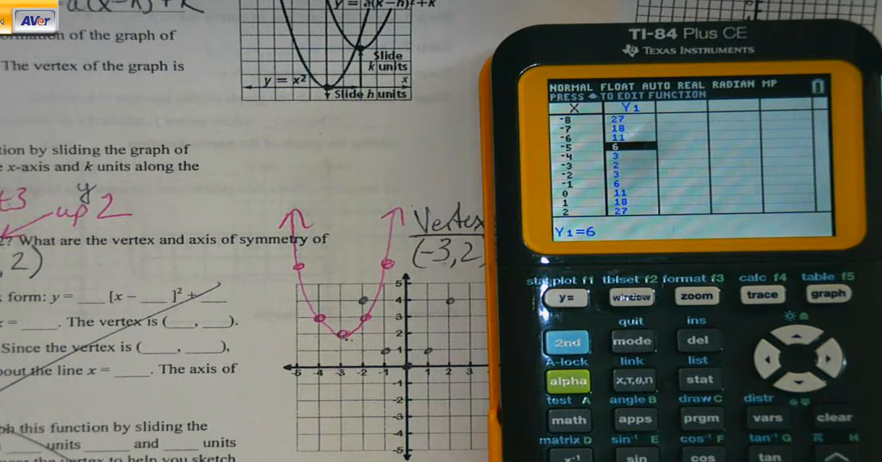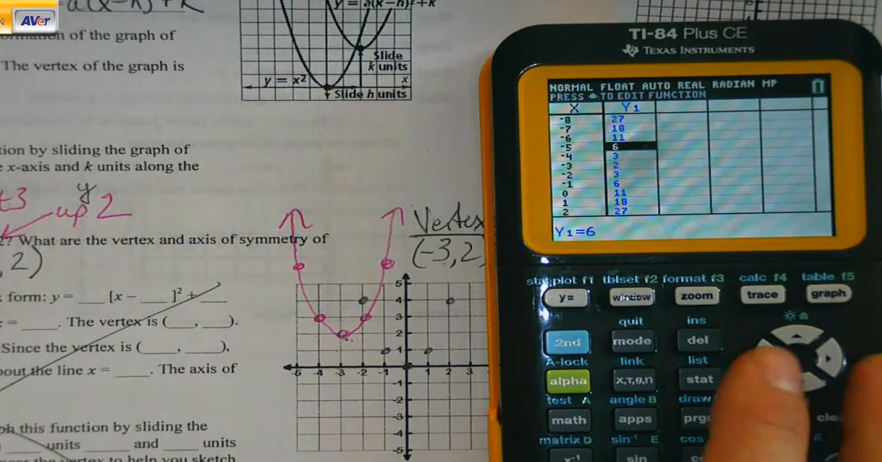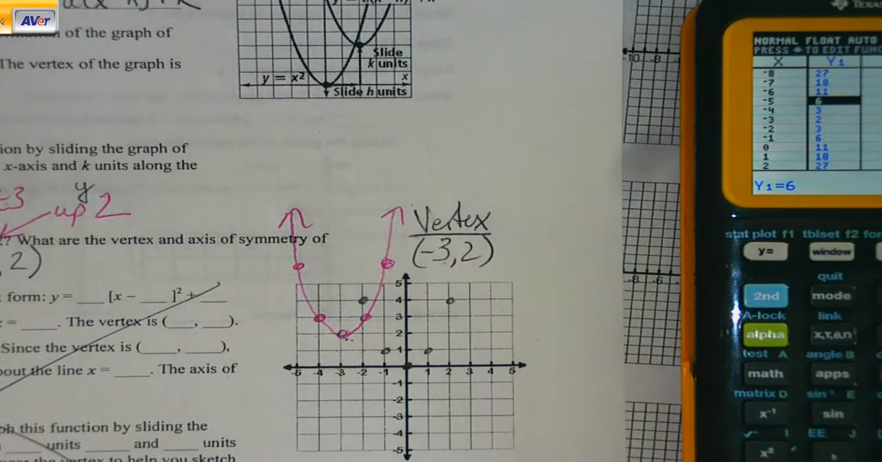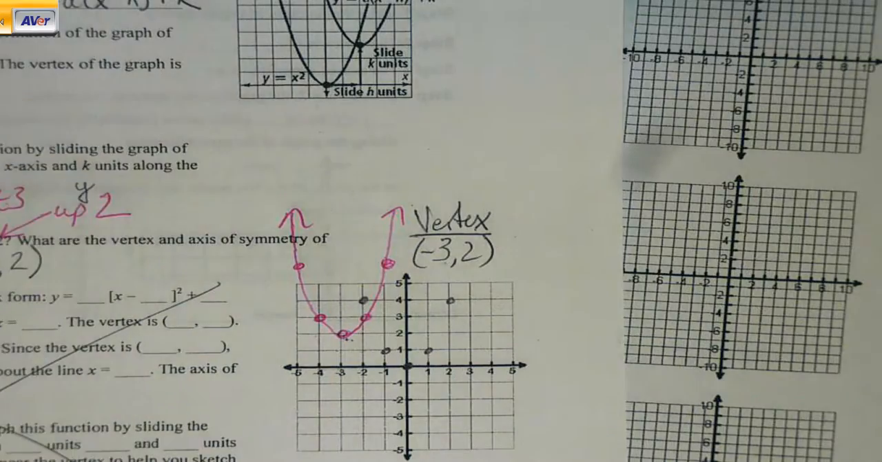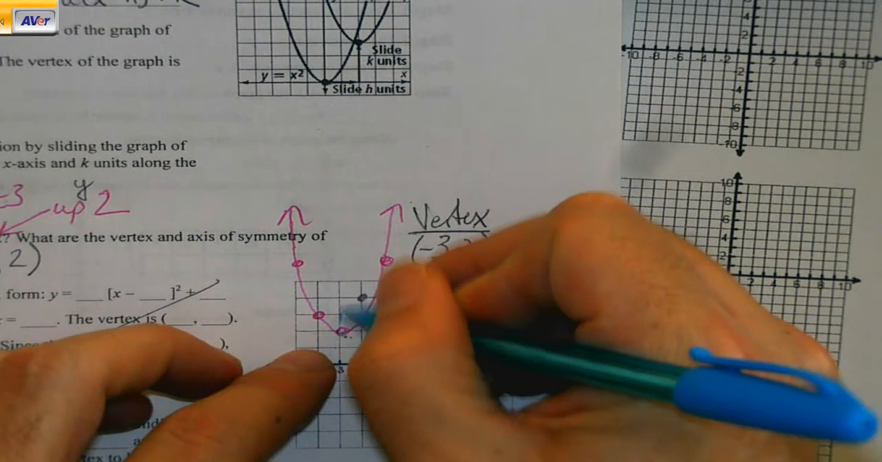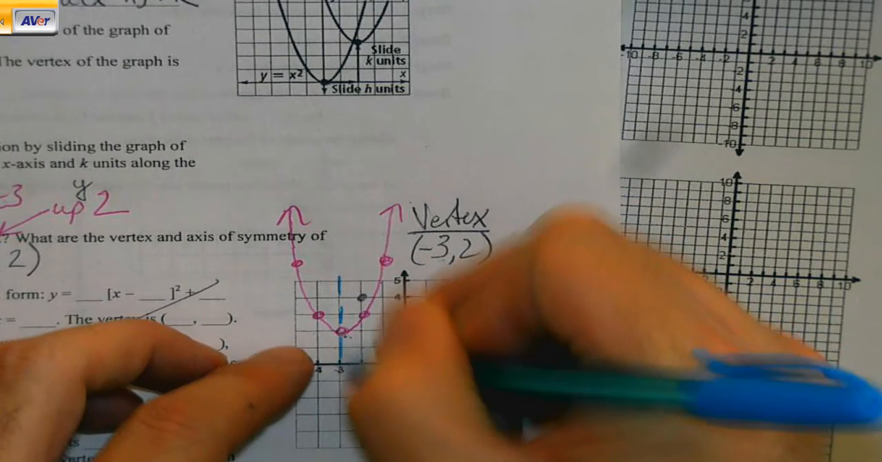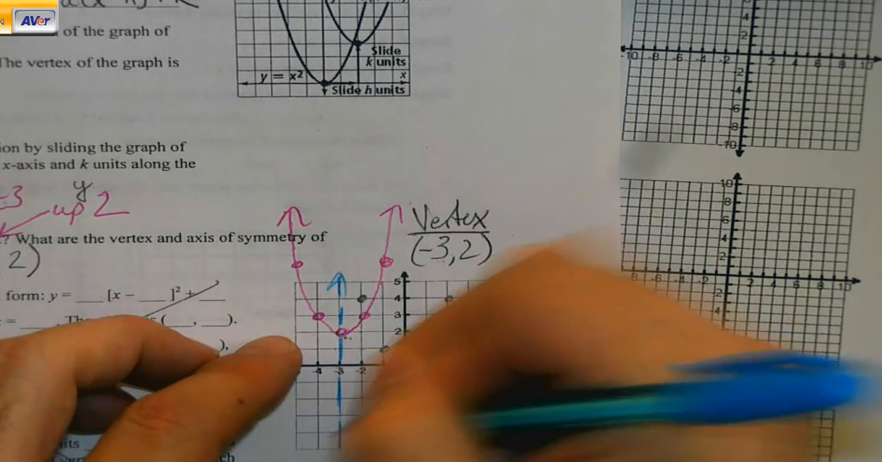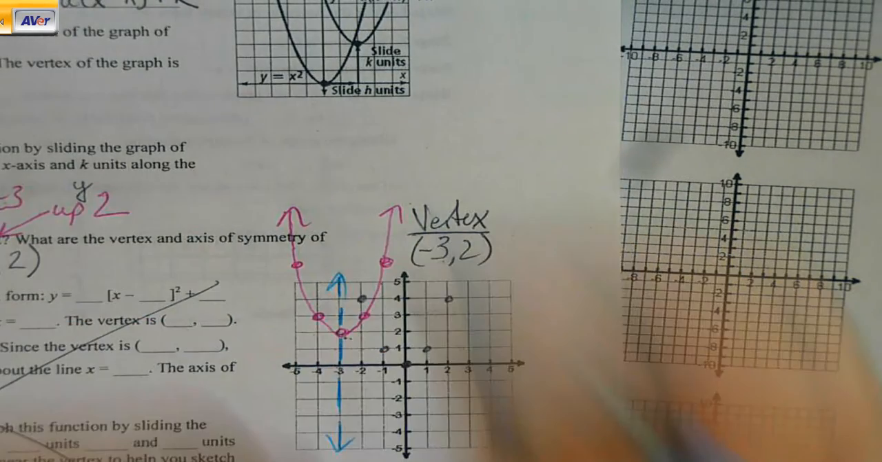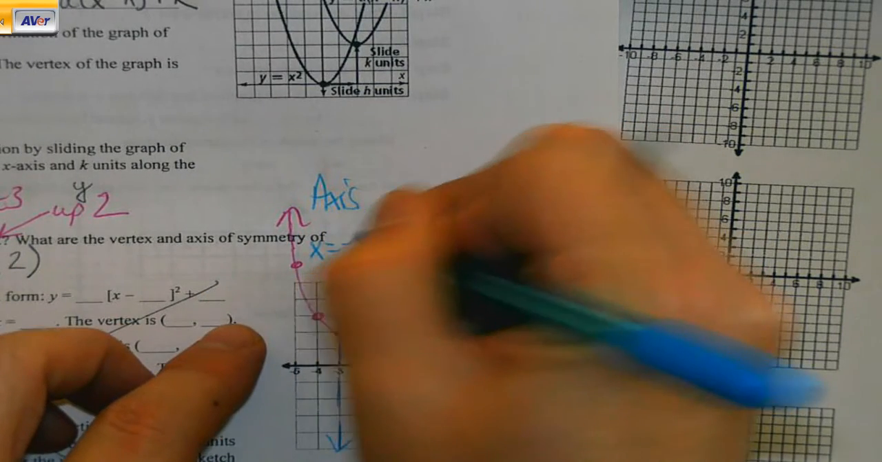I let the chart do all my work. And that's fine. Doesn't matter. As long as I can get to my answer, that's what's going to be important. Get my graph, I can label my pieces. If I want to put the axis of symmetry in, wherever that center point is, my axis of symmetry is at x equals -3.